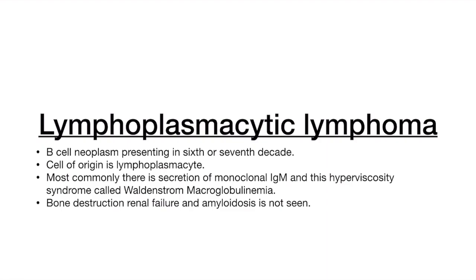So let's begin. Lymphoplasmacytic lymphoma is a B cell neoplasm presenting in the 6th or 7th decade, and the cell of origin is a lymphoplasmacyte. Most commonly there is secretion of monoclonal IgM, and this leads to a hyperviscosity syndrome, also called Waldenstrom macroglobulinemia. Macroglobulin stands for IgM, and there is no bony destruction, renal failure or amyloidosis seen in this, because bone destruction is due to those plasma cells which claw onto the bone marrow for growth factors. Renal failure is not seen because there is no excretion of light chain, and obviously amyloidosis also is not there because of that.